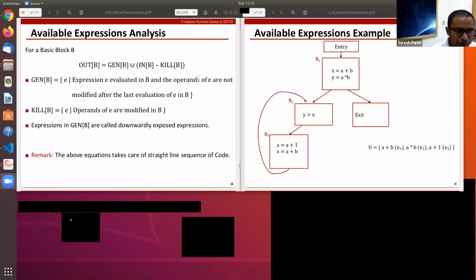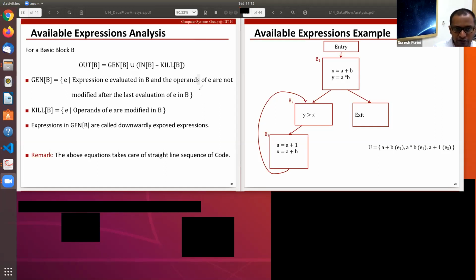Great. So if you see for a basic block B, In B is a set of expressions that are available at the beginning of the basic block, and Out B is a set of expressions that are available at the end of the basic block. And Gen B is the set of expressions that are evaluated or computed in the basic block, and after the last evaluation of that expression, the operands of the expression are not modified.